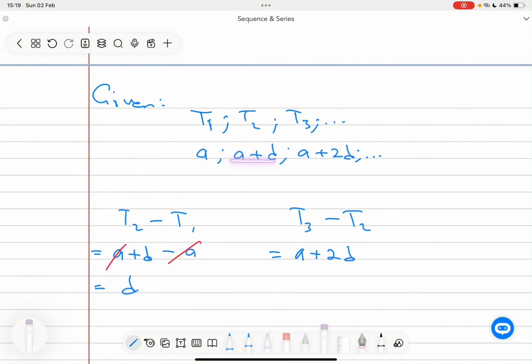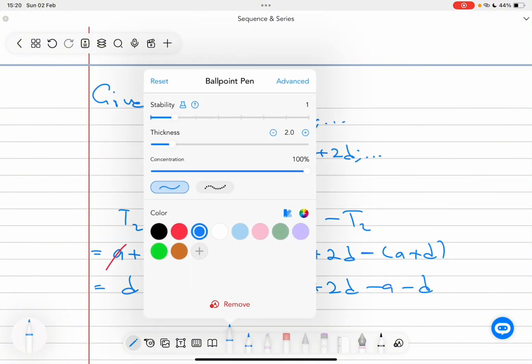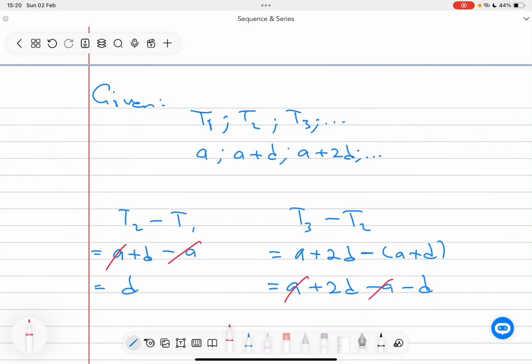And I'm going to subtract term 2, which is A plus D. So here I'm going to have minus open bracket A plus 2D. Remember, I have a binomial here. That's why I have to put the brackets when I'm subtracting. Now, this will reduce down to A plus 2D minus A minus D, so that we can see that the A minus A is going to cancel out again, giving us a 0.